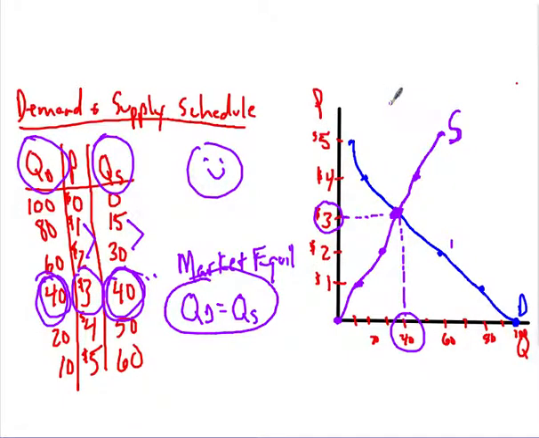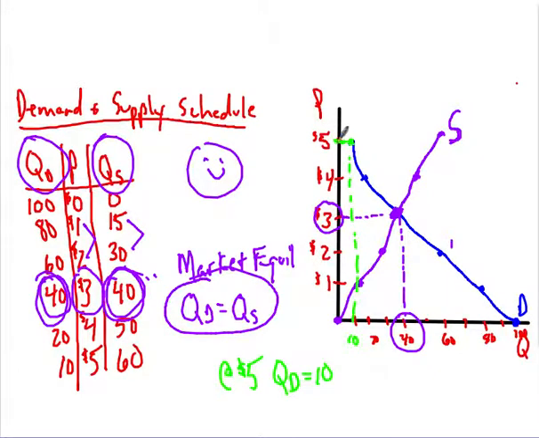So what if, for some reason, a store set the price at $5? Whenever you're at a price, just come straight across until you hit the first curve, and you notice that this is the demand curve. You can bring that straight down and see that at a price of $5, the quantity demanded is 10. So at $5, quantity demanded is 10.